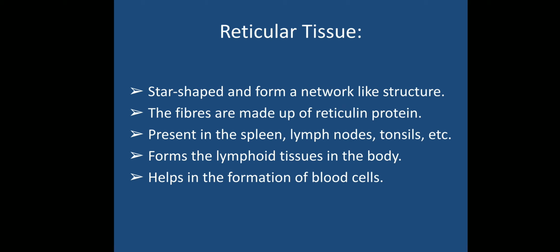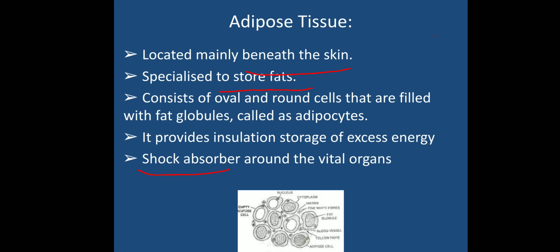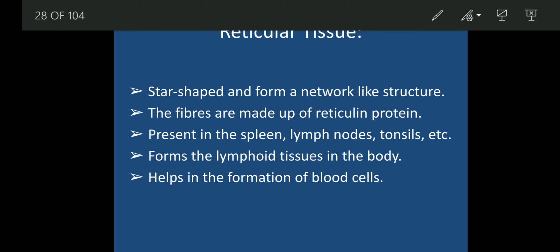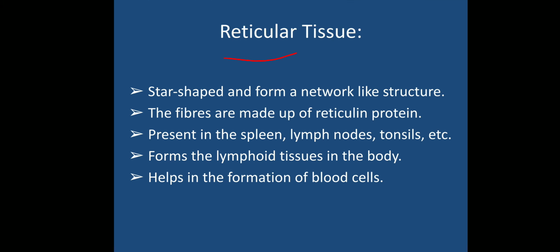Now the third one is the reticular tissue. The name itself suggests reticular. It means that it will be forming a network, right? So it is again star shaped and forms a network-like structure. The fibers are made up of reticulin proteins.